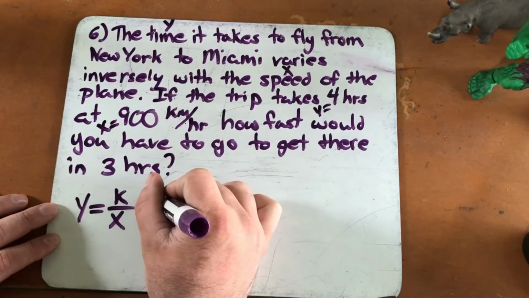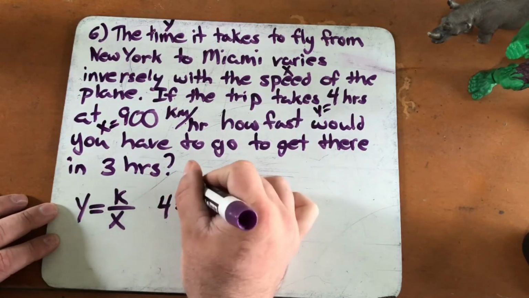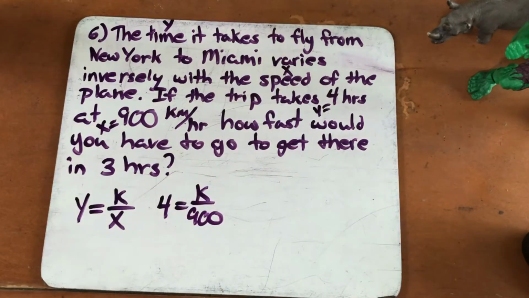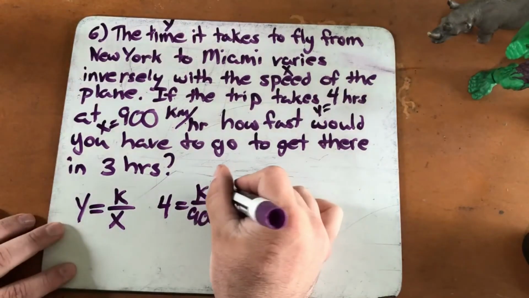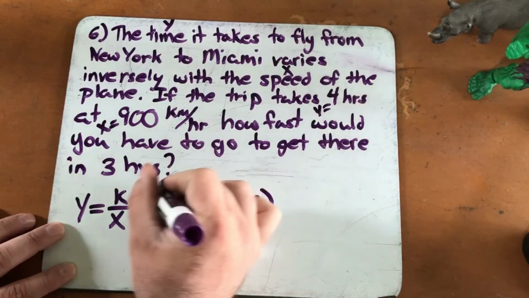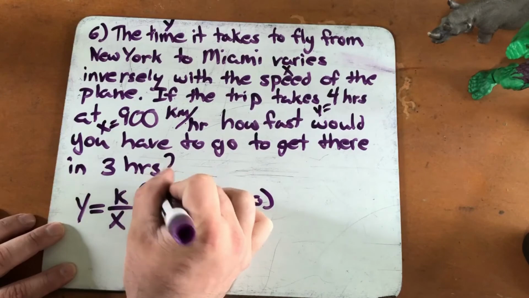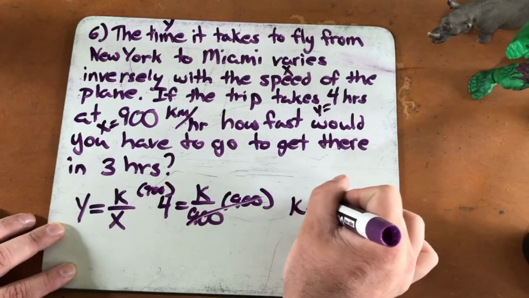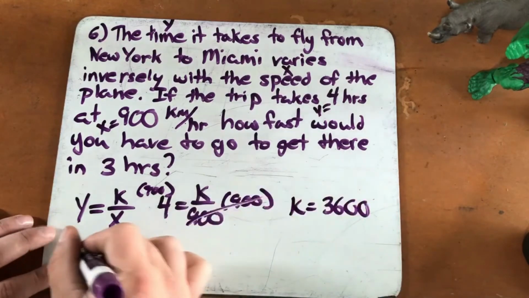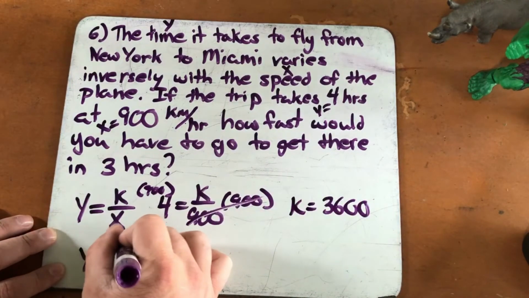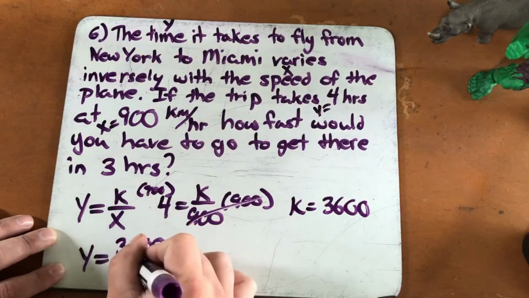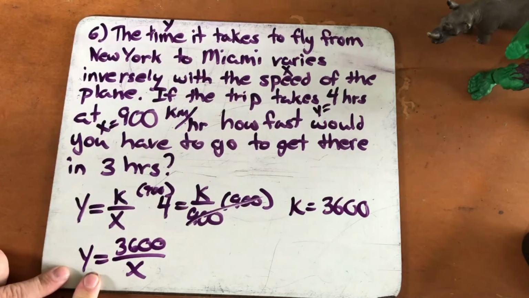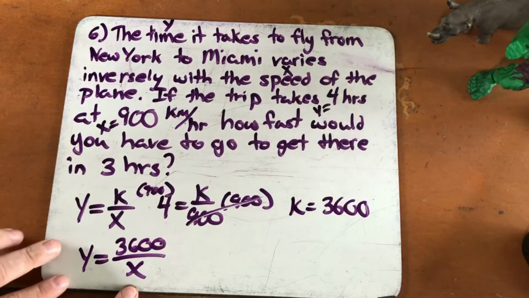So when I plug in, I have 4 equals K over 900. I need to find my constant of variation, so I'm going to multiply both sides by 900. Those cancel out, leaving me with K equals 3,600. So my constant of variation is 3,600. When I write the equation for this particular variation problem, I get Y equals 3,600 over X.